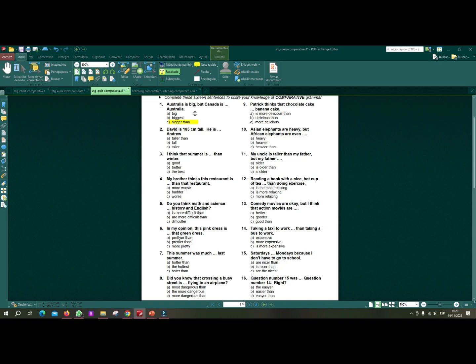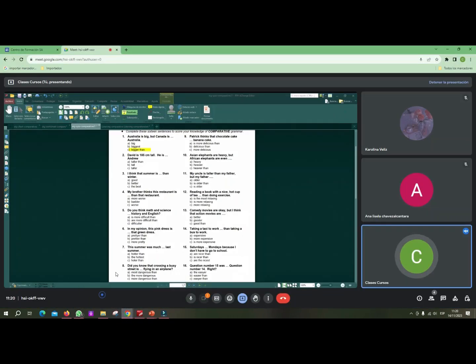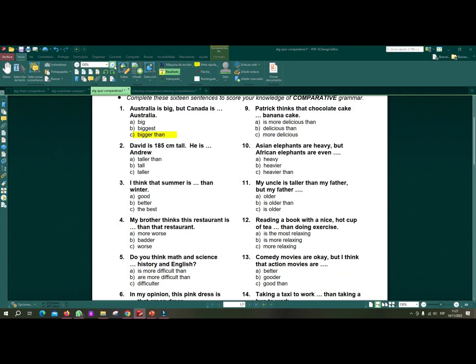Australia is big, but Canada is bigger than Australia. Okay? So you're going to choose the correct answer, A, B, or C, right? Lean bien las oraciones, elijan la respuesta correcta y luego la vamos a revisar juntos. You have, what do you think about the number 2?